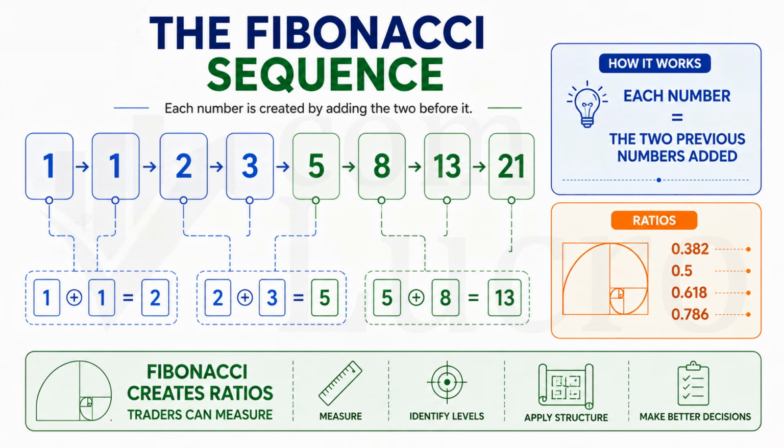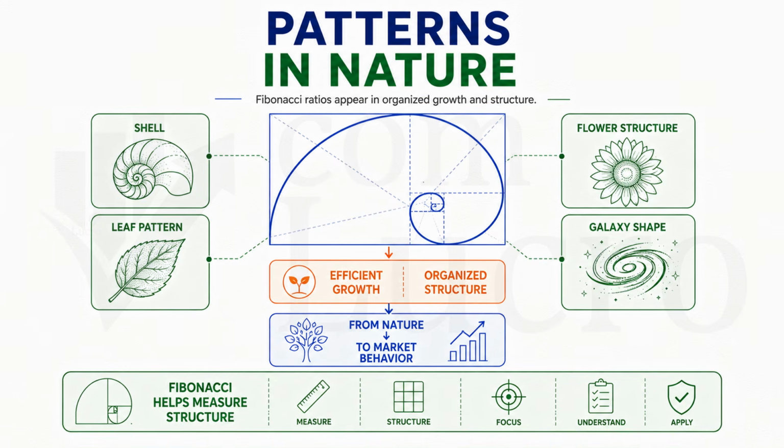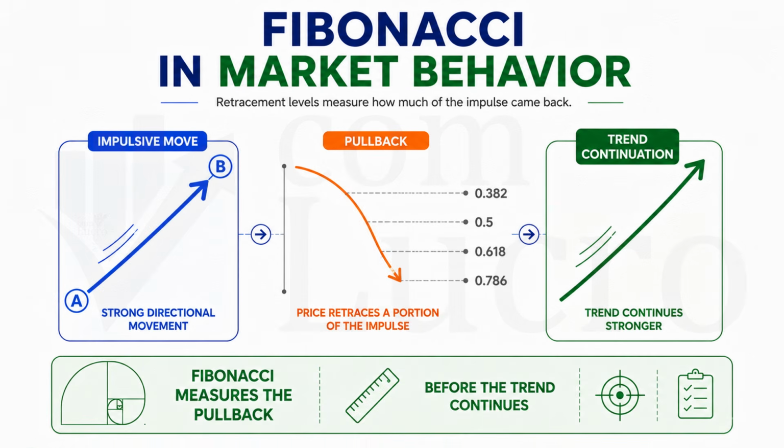The Fibonacci sequence is a series of numbers where each number is created by adding the two previous numbers together. When certain Fibonacci numbers are divided by each other, they produce specific ratios that appear surprisingly often in nature. Now, what does this have to do with trading? These patterns often appear in nature because they represent efficient ways for structures to grow, expand, and organize themselves. Many traders believe that similar relationships can also appear in market behavior. That is why Fibonacci percentages are used to measure how much of an impulsive move has been retraced before the trend potentially continues.